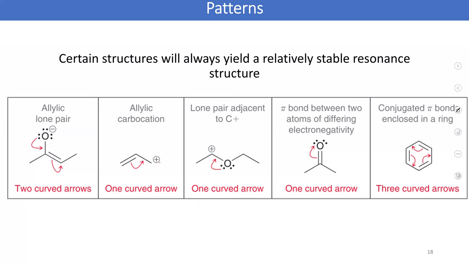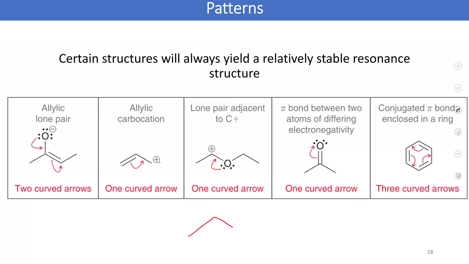If you have a lone pair adjacent to a carbocation, for a similar reason, instead of a pi bond moving over into the empty space, if you have a lone pair adjacent to the empty space, you can just move that over. We haven't done an example that looks like that yet. What would the result of this look like?